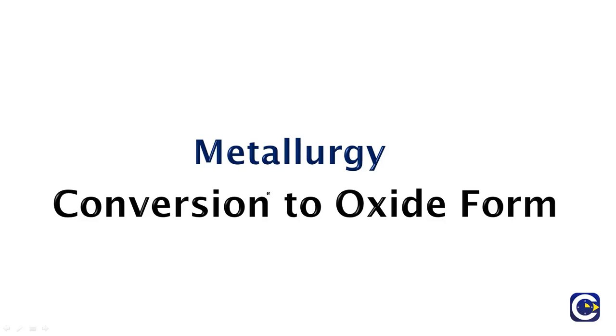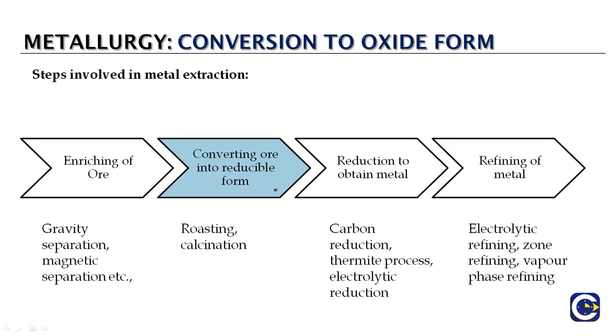Hello everyone. In this video we look at the second step in the metal extraction process, which is conversion of the other chemical forms of the metal into the oxide form. So when we talk about the four stages of metal extraction broadly, we have the first step, which is the concentration or enriching of the ore. Second step is converting the other type of ores into the oxide form. So we'll take a look at why we need to convert the other type of ores into oxide form.